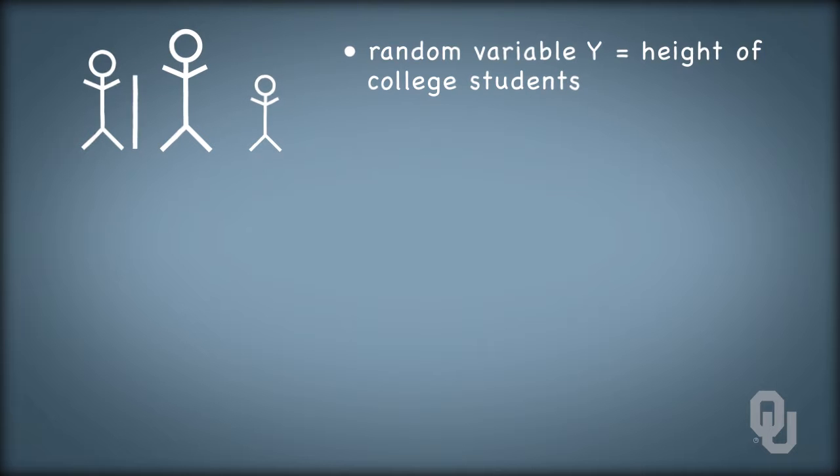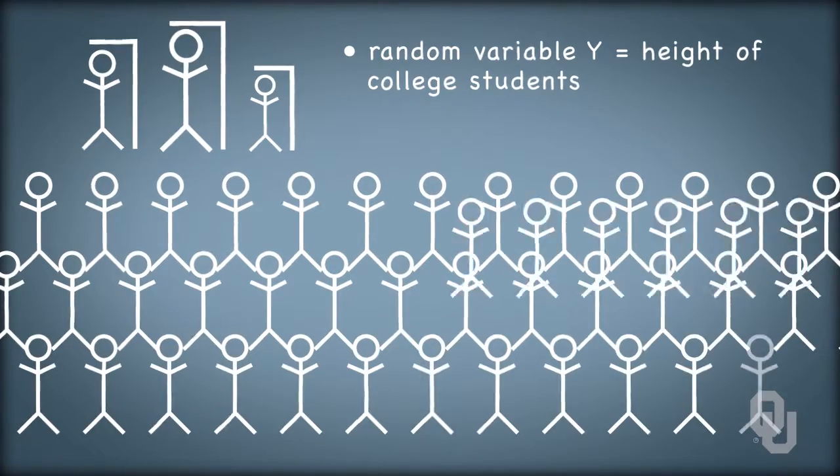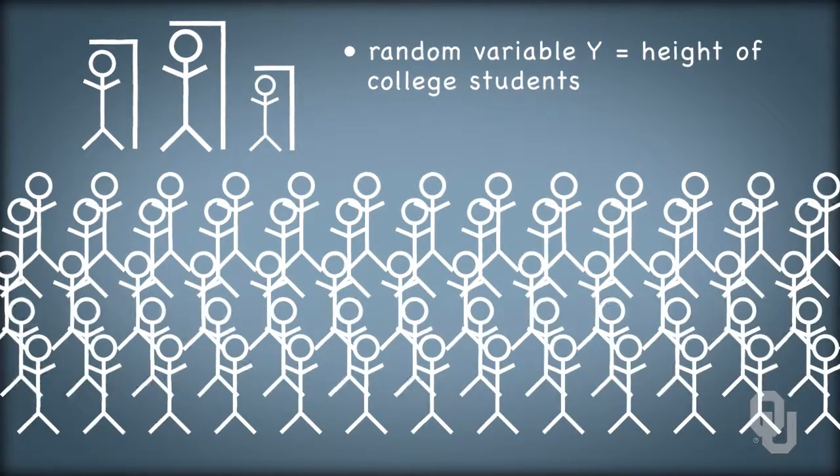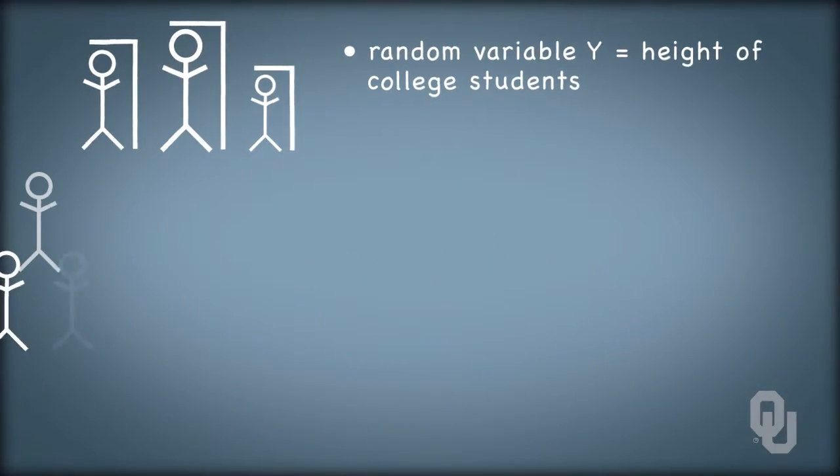Not all students are the same height, so the height of any particular individual exhibits randomness. Remember that the population of college students exists, but it's really big, and it would be too difficult to contact every member of the population and measure their height. So we don't know what the mean of the population is, but we'd like to be able to draw some conclusions about it based on a random and representative sample of students collected from the population.